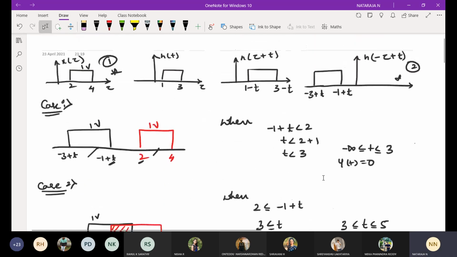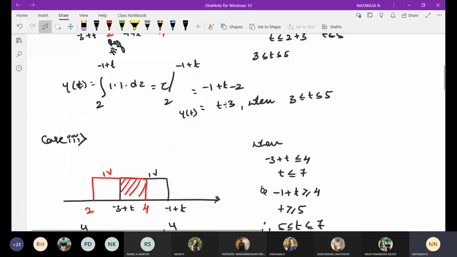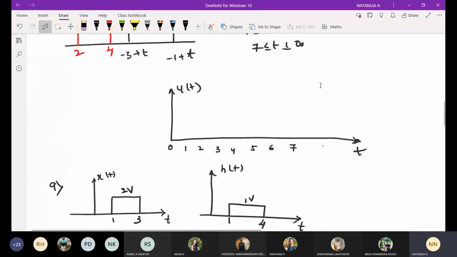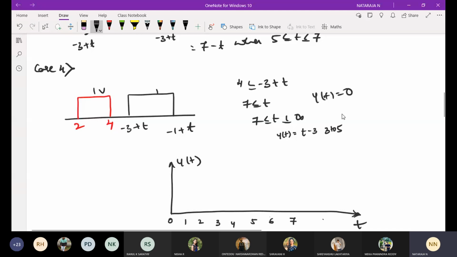See, consider case 1. Up to 3 it is 0. No worries. Case 2, what is the equation we got for case 2? T minus 3, from 3 to 5. This is y of t is equal to t minus 3 from 3 to 5. Then after that, 5 to 7, what is the equation? 7 minus t. Here y of t is equal to 7 minus t from 5 to 7.